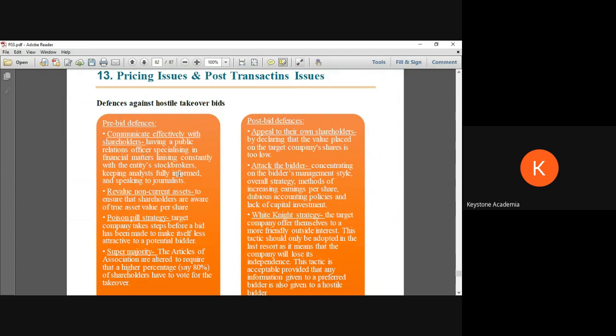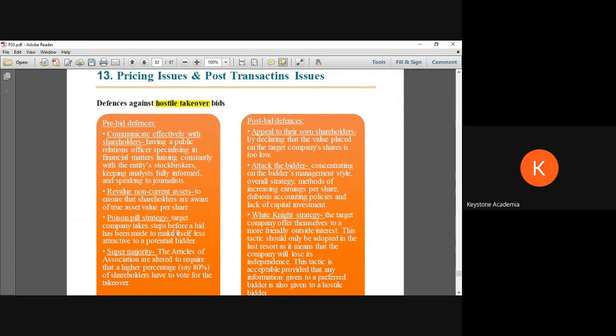Remember, at first we are just talking about hostile takeovers. Hostile means when you don't want to sell, and somebody is forcing you to. It's not by your free will. If it is by free will, obviously you don't need any defense, isn't it? Right. Next is the poison pill strategy.